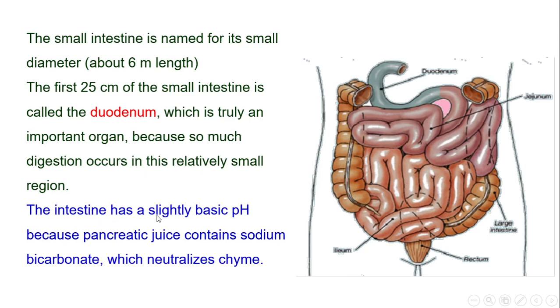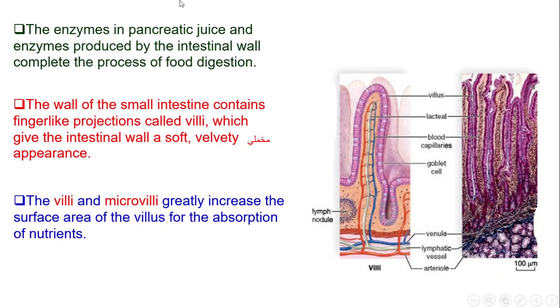The intestine has a slightly basic pH because pancreatic juice contains sodium bicarbonate, which neutralizes chyme. The enzymes in pancreatic juice and enzymes produced by the intestinal wall complete the process of food digestion. The wall of the small intestine contains finger-like projections called villi, which give the intestinal wall a soft, velvety appearance. The villi and microvilli greatly increase the surface area for absorption of nutrients.